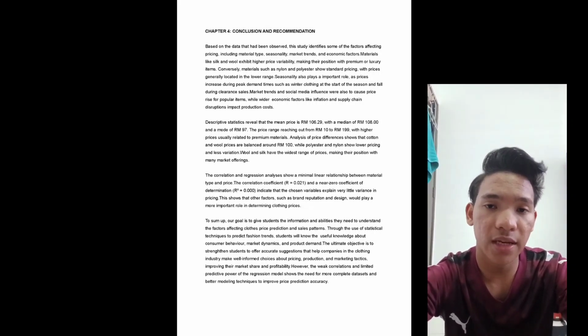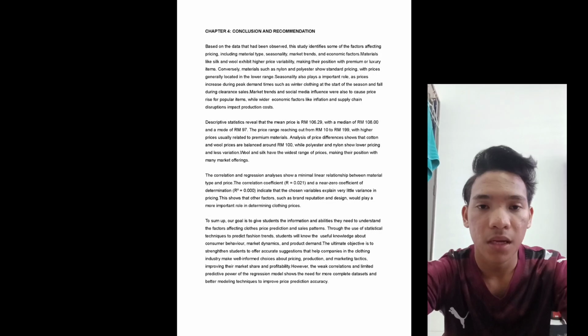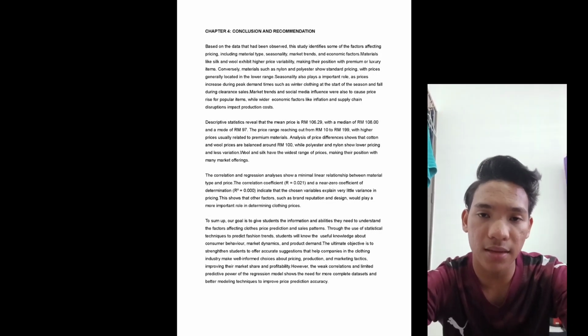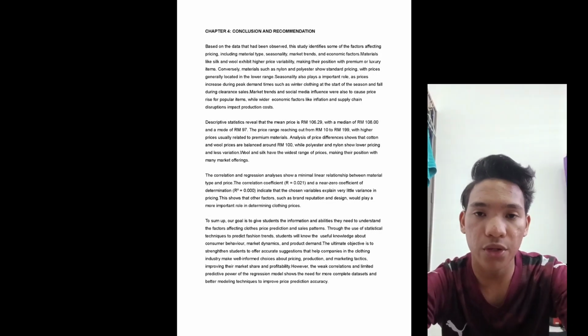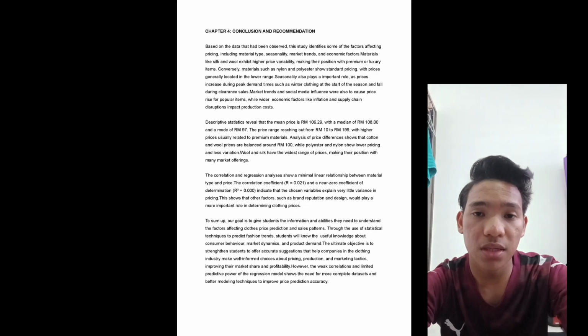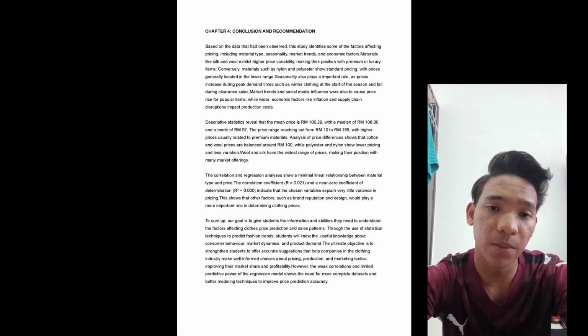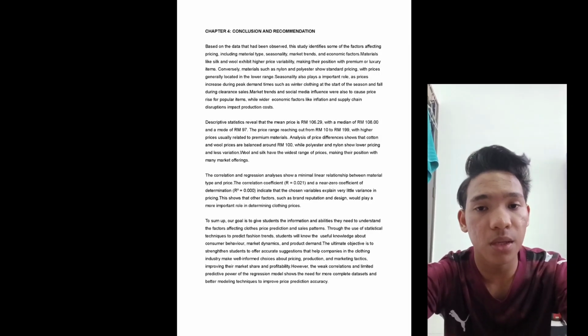The correlation and regression analyses show a minimal linear relationship between material type and price. The correlation coefficient, R, is equal to 0.021, and a near-zero coefficient of determination, R squared, is equal to 0.000. This indicates the chosen variables explain very little variance in pricing. This shows that other factors such as brand reputation and design would play a more important role in determining clothing prices.